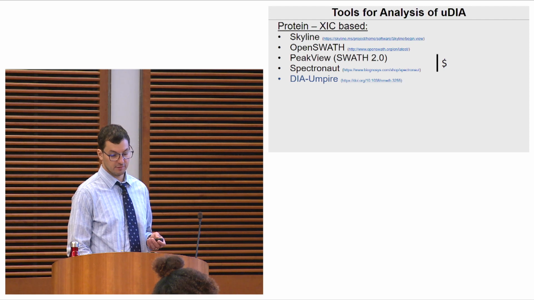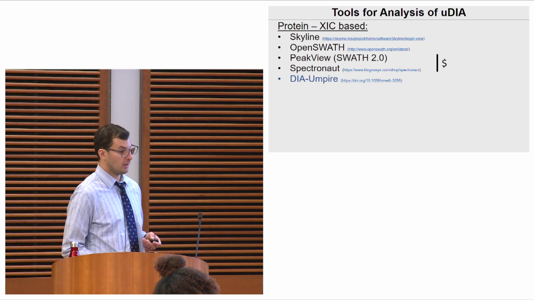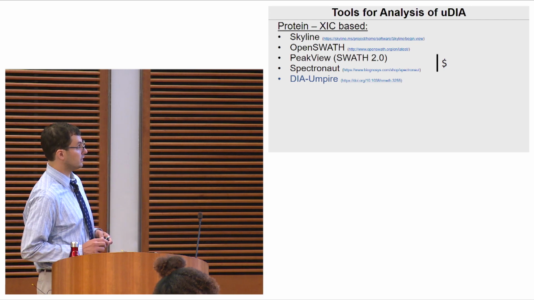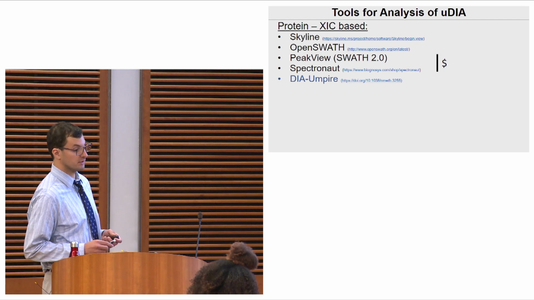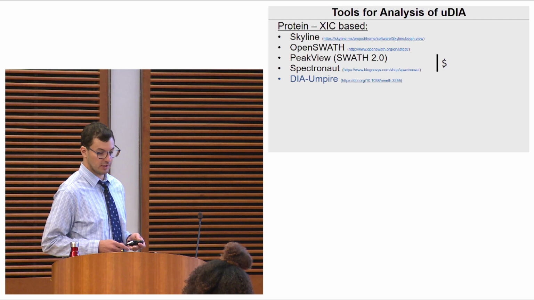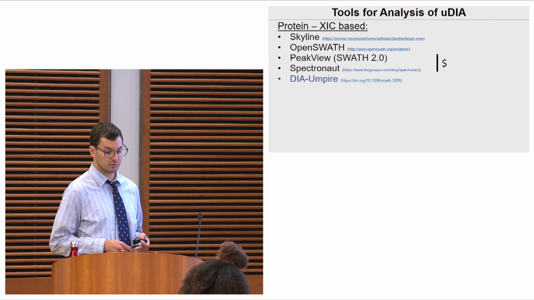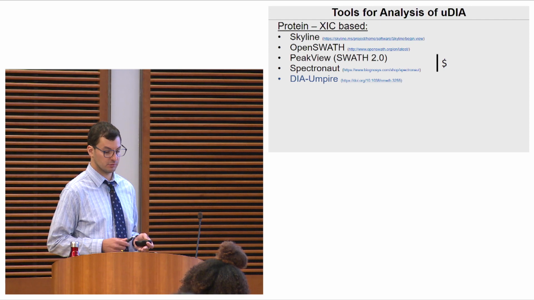And here's a list of the main tools that people use to analyze their DIA data. I told you that you can use Skyline for DDA, MS1-based quantification. You can use it for PRM, SRM, but you can also use it for DIA. So it's a really great, versatile software tool. It has a nice graphical interface. You can even use it for metabolomics data.